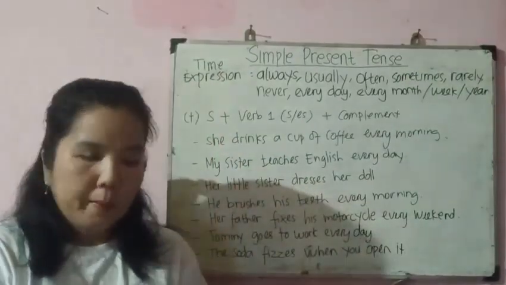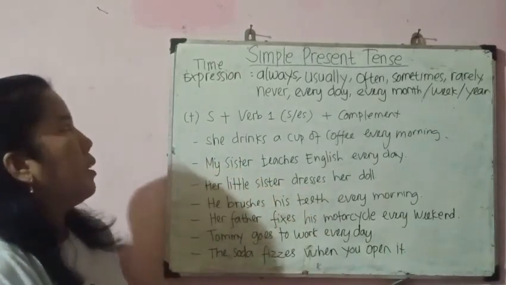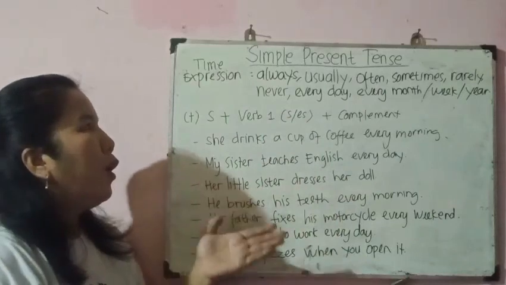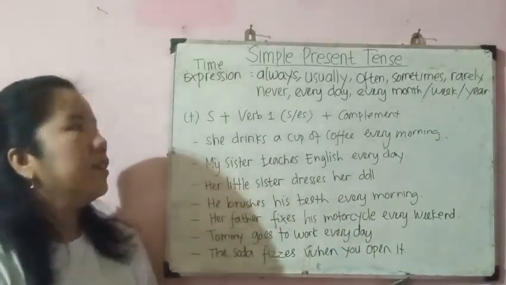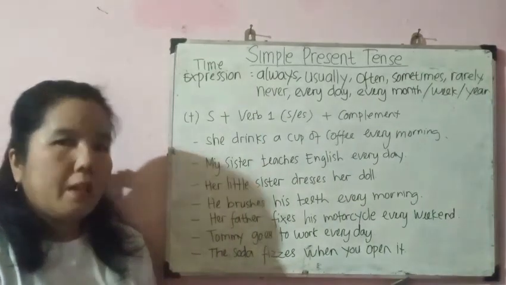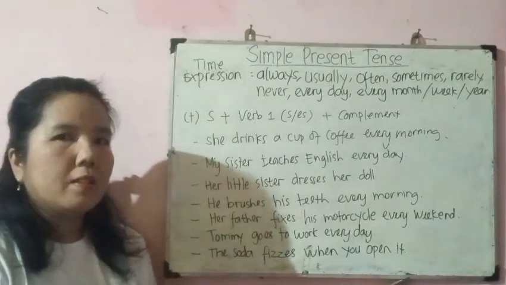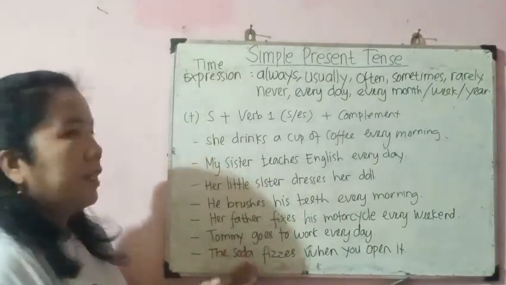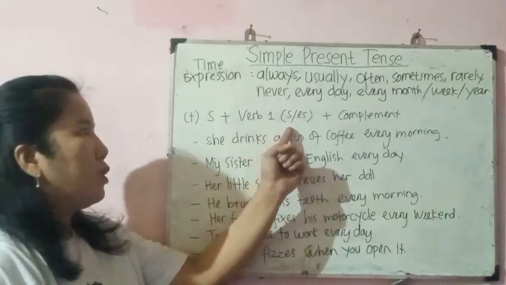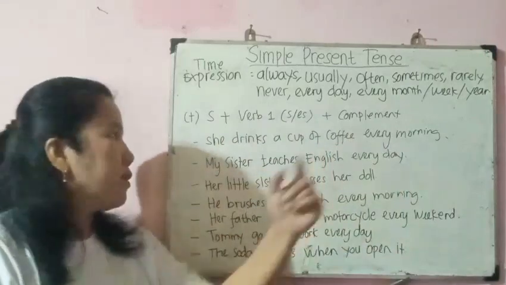Let's see the time expressions in simple present tense. Okay, time expressions in simple present tense: always, usually, often, sometimes, rarely, never, every day, every month, every week, and every year. And let's see the positive sentence examples. Okay, don't forget the structure is subject, verb 1. We add s or es for the subject she, he, it, plus complement.